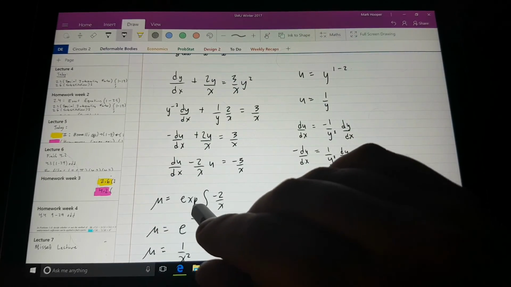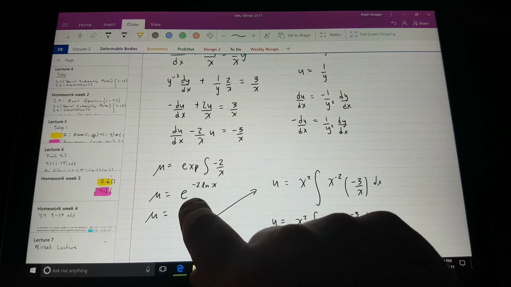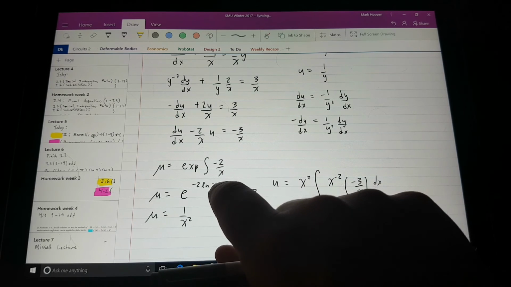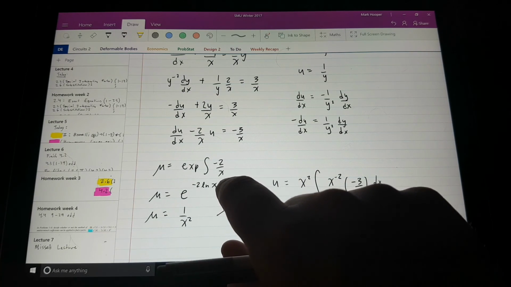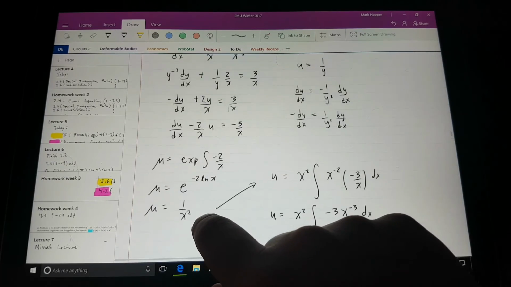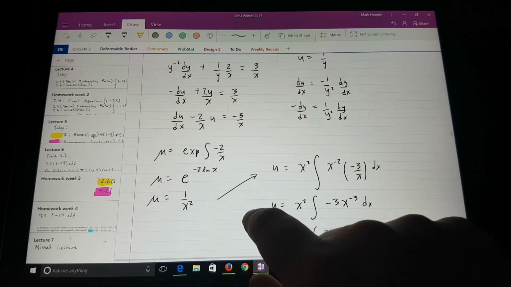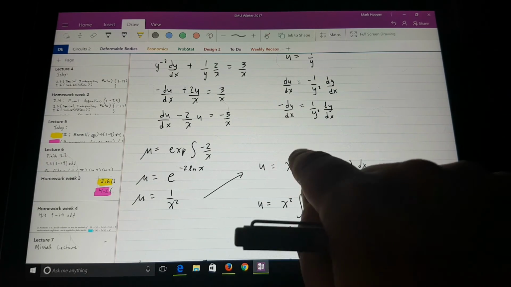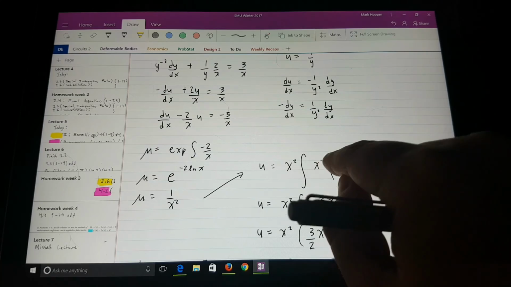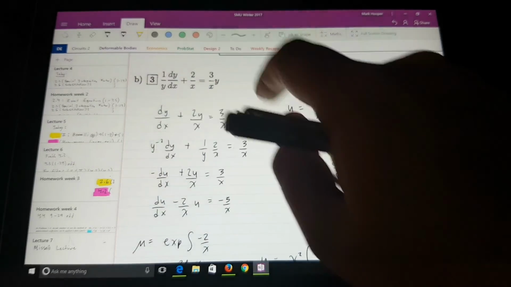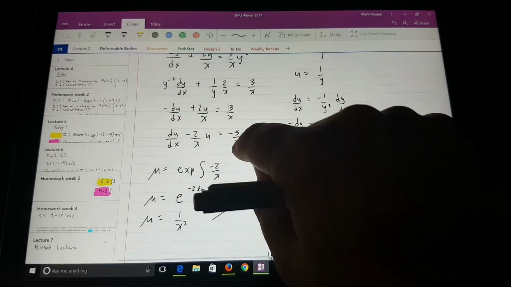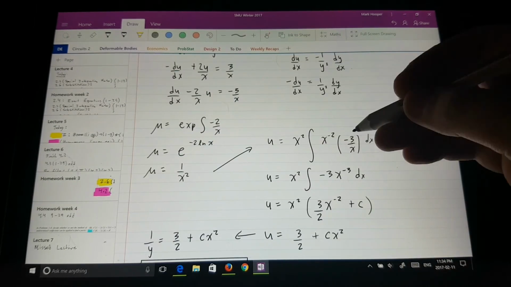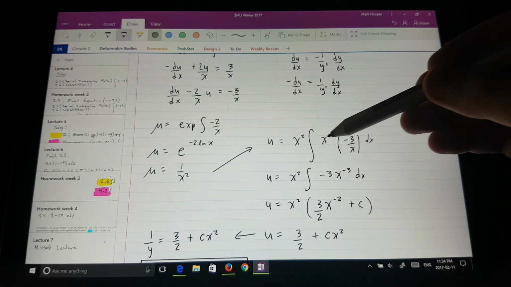So mu is going to be e raised to the integral of p of x, which is going to be 1 over x squared, because that negative 2 can come over here, and we get e to the ln of x to the minus 2, so mu is going to be 1 over x squared. Okay, so then u, not mu, u is going to be 1 over mu, which is going to be x squared, times the integral of mu times this right here. Because remember, it's not the original one, it's the linear one. So then that's going to be q of x or whatever I called it.